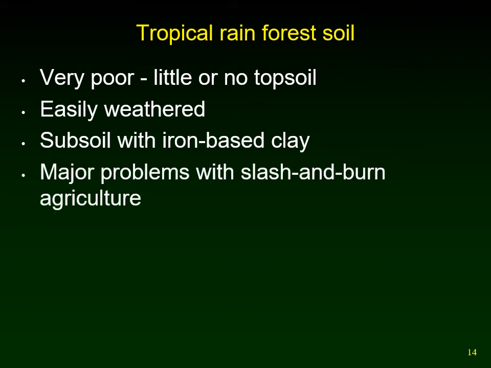And that is a major problem with the slash and burn type of agriculture. With slash and burn agriculture, you are going to be cutting down the trees and burning it in the hopes that those nutrients from the burn will go into the soil, but it'll wash away so quickly that you can only farm on it for a couple of years and then it's gone.